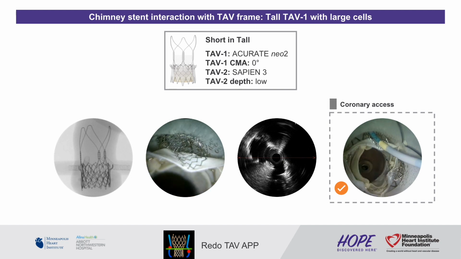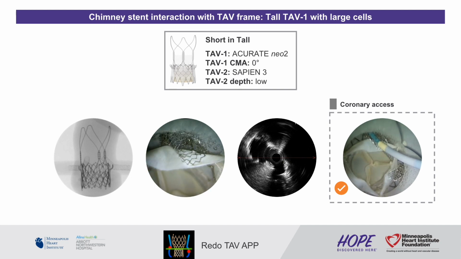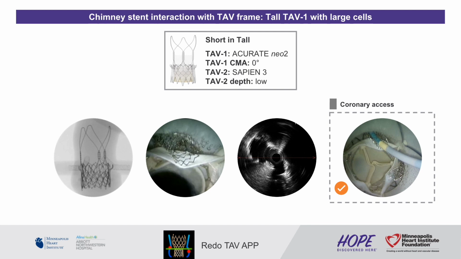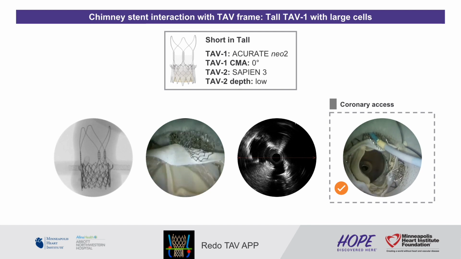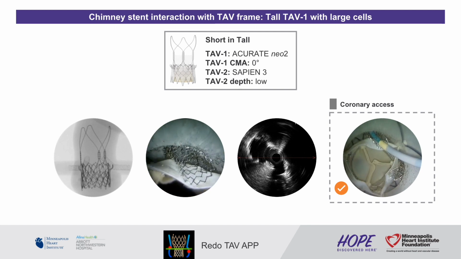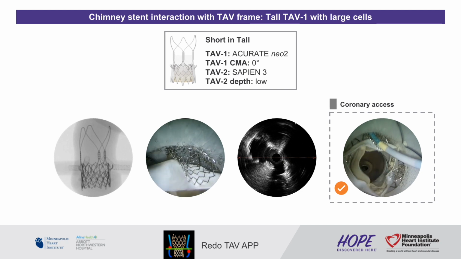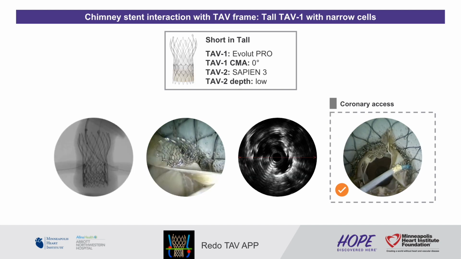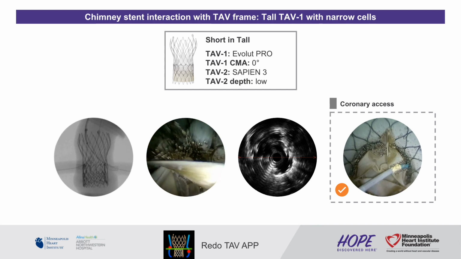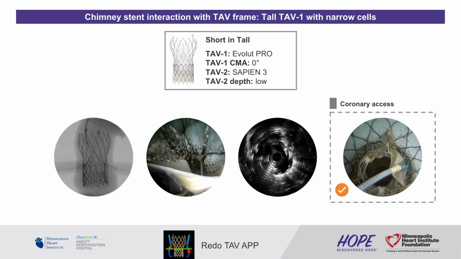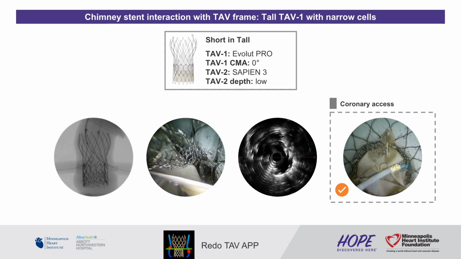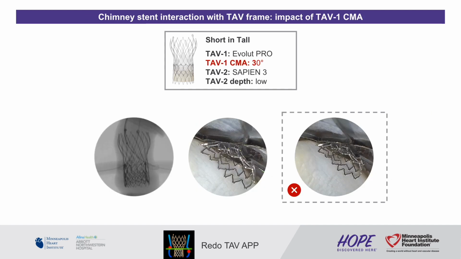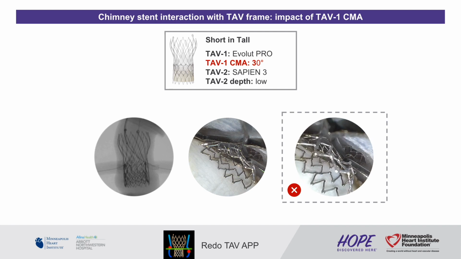These examples show how different types of interactions between chimney stents and TAV frame might compromise the efficacy of the procedure and coronary reaccess. Stent distortion is greater in case of TAV1 with narrow cell design. Furthermore, the degree of interaction is affected by TAV1 commissural misalignment.